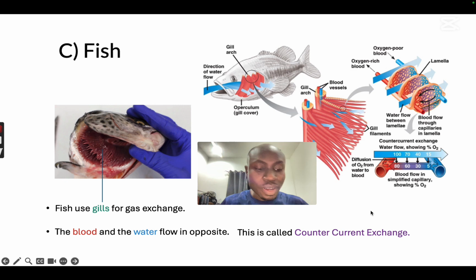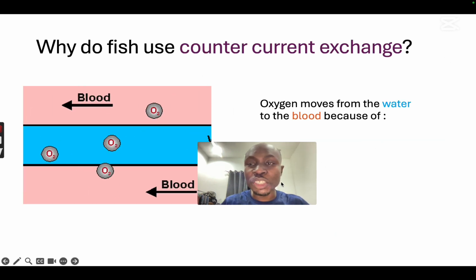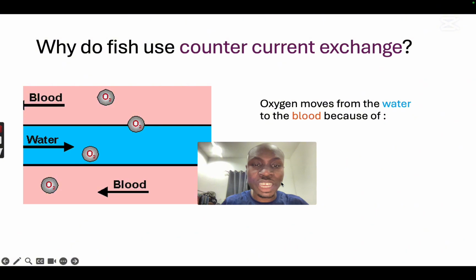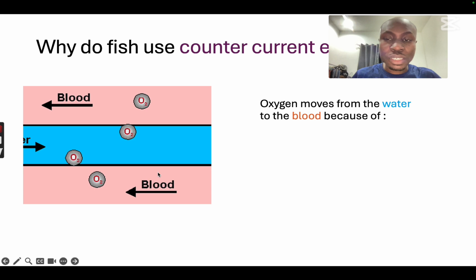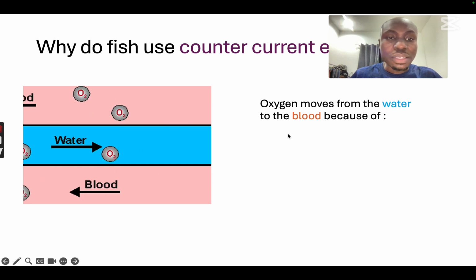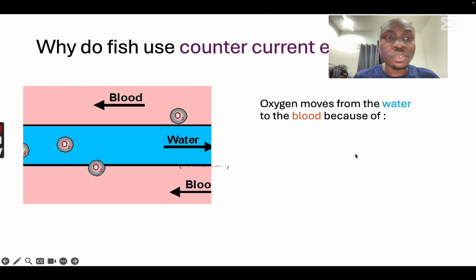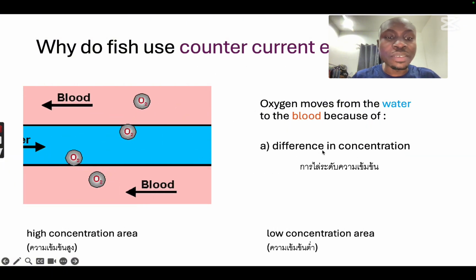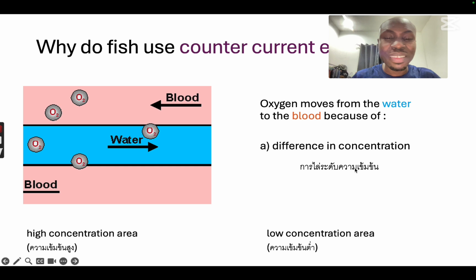Now, why is this important? Why do fish use counter-current exchange? Now, the oxygen in the water moves from water to the blood because of one thing: the difference in concentration.